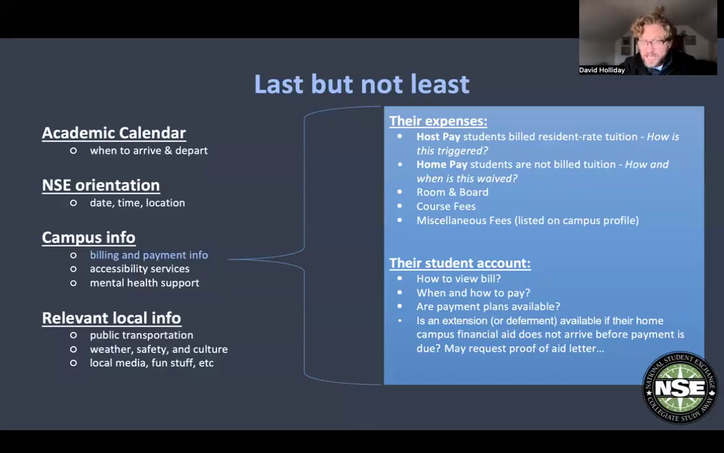These students can provide a proof of aid letter that would come from their home campus financial aid office saying X amount of dollars will be available on X date. That usually is enough. It is on my campus to offer that extension or that deferment. Again, so we're not putting undue hardship on students.